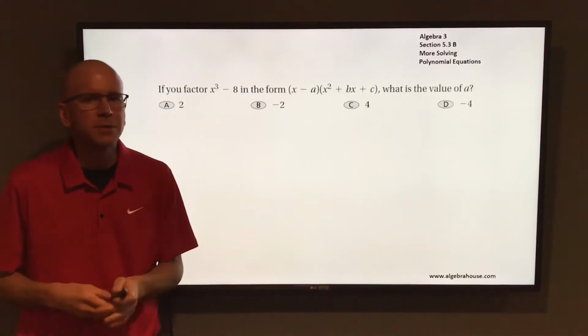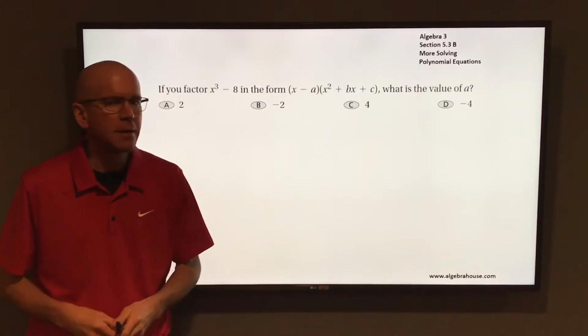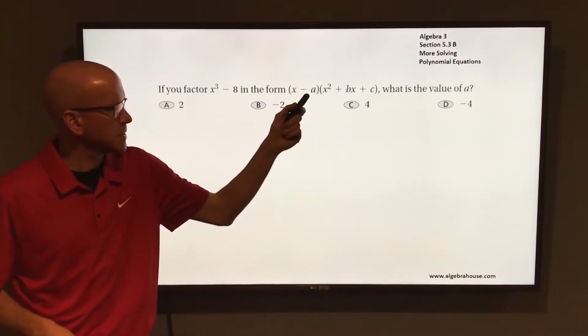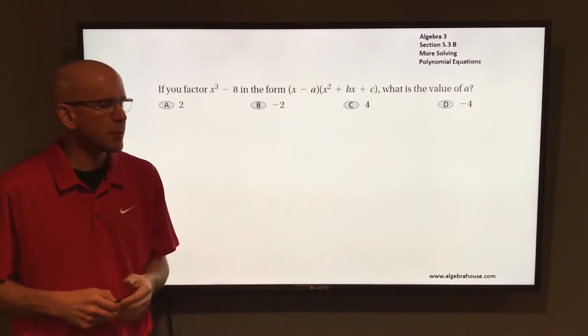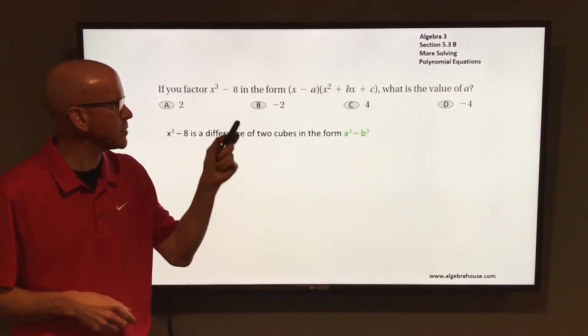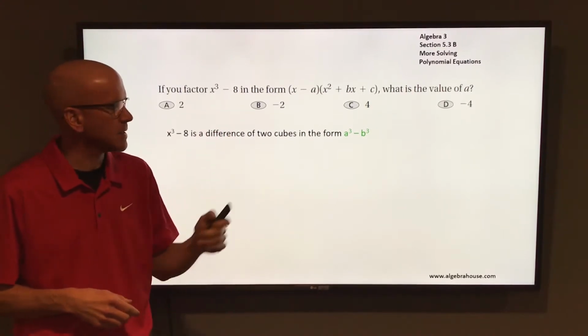If you factor x to the third minus 8 in the form x minus a times x squared plus bx plus c, what is the value of a? In other words, what is the second term of the binomial when you factor that? Well, that x to the third minus 8 is a difference of two cubes. You have two perfect cubes with a minus sign between them. That is a difference of two cubes.